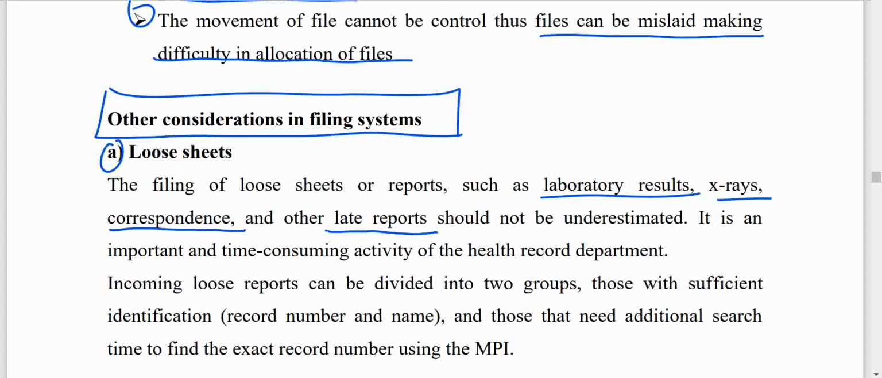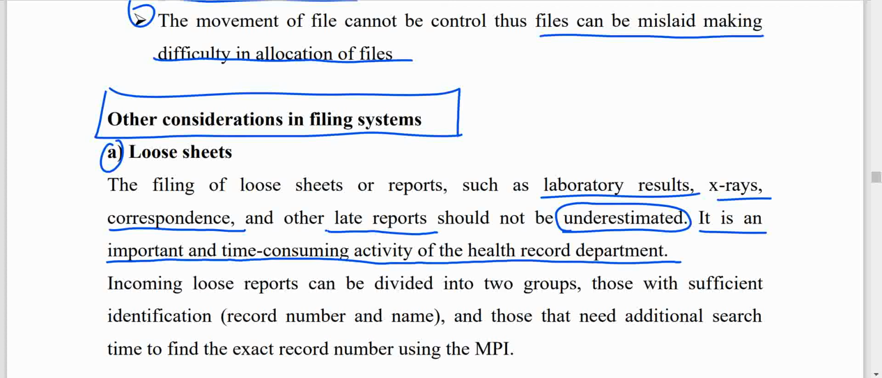So when you are thinking of this, you should not underestimate or undermine these kinds of records that we call loose reports. They are very important. One thing you should know is that filing loose reports is the most time-consuming activity in a medical record department, because some of the records come in without enough information. Therefore, we cannot file them immediately. We still need to create a space for them. We keep them, wait for the complete records, and then we file them.